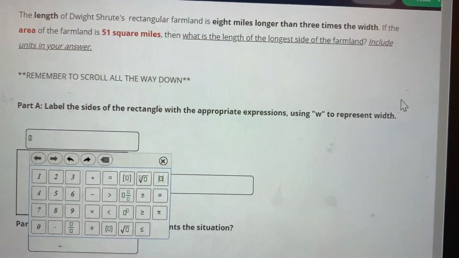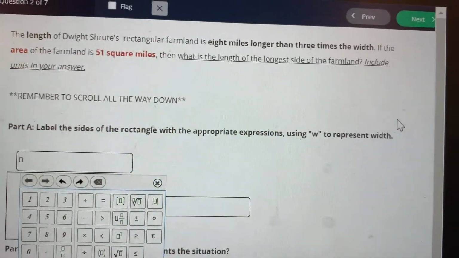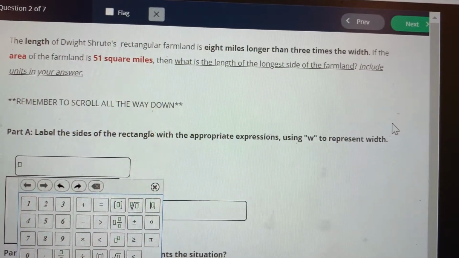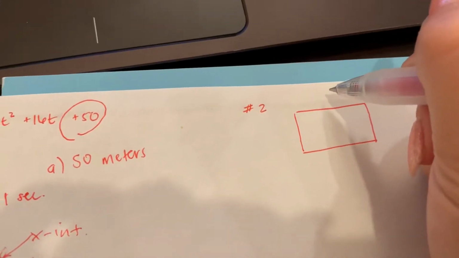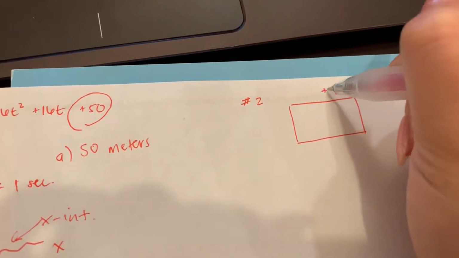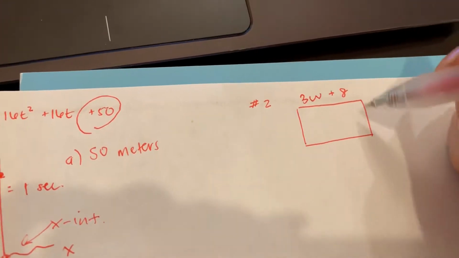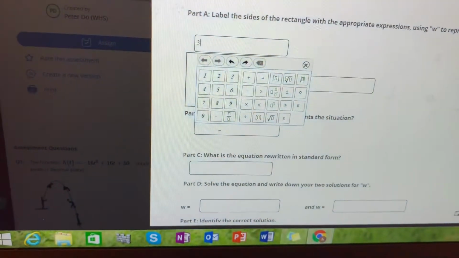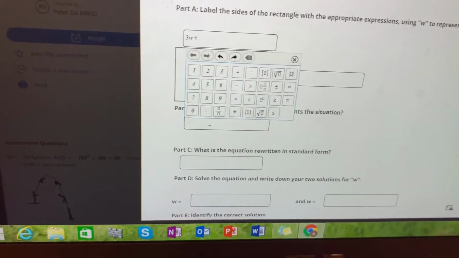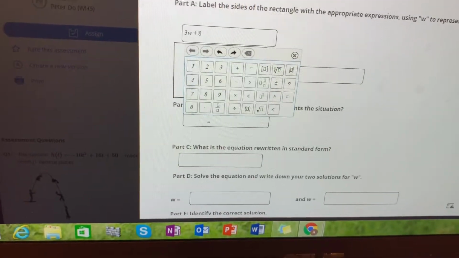Okay, we are supposed to first label the sides of the rectangle. So it first says that the length is 8 miles longer than 3 times the width. So over here I have a rectangle. I'm gonna say 8 miles longer than 3 times the width, and I know that my width is just going to be W. So that's part A. So let's put that in. 3W plus 8.